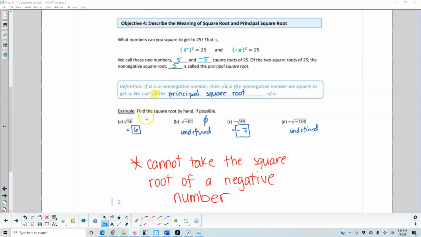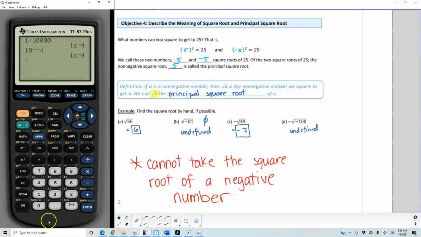So, for example, find the square root by hand if possible. The square root of 36. So what they're asking is, what number do you have to square to get 36? Well, the principal square root is the positive value of that, so we know it's 6. For part B, what do we have to square to get negative 81? Well, this is undefined because you cannot take the square root of a negative number.